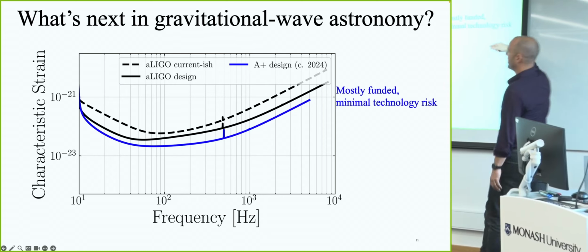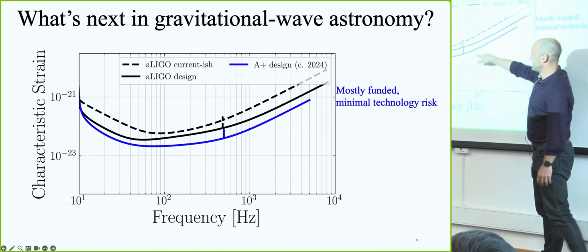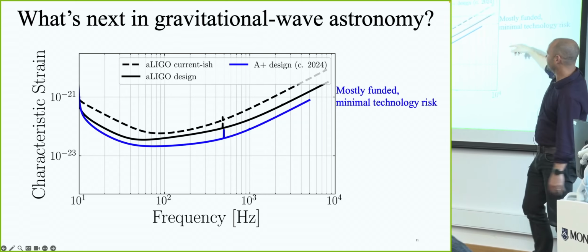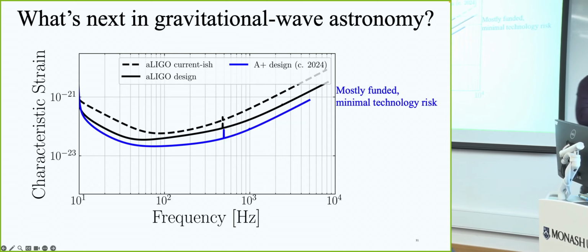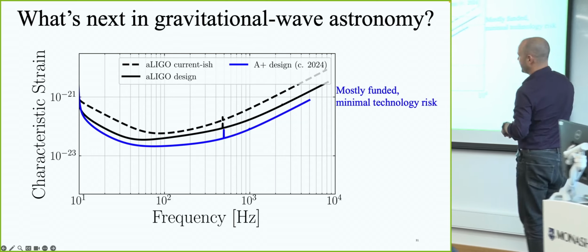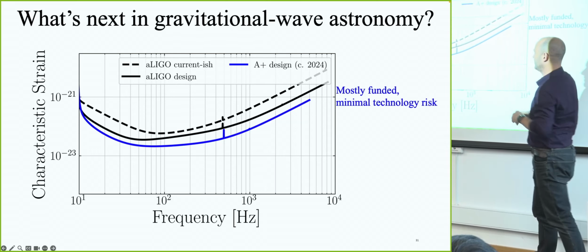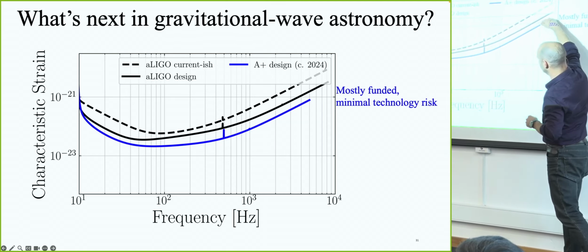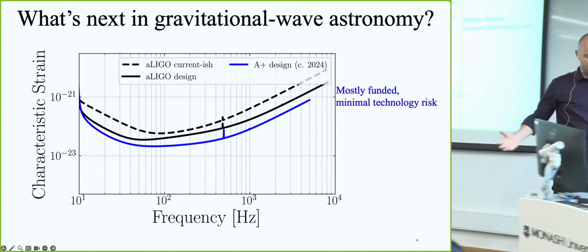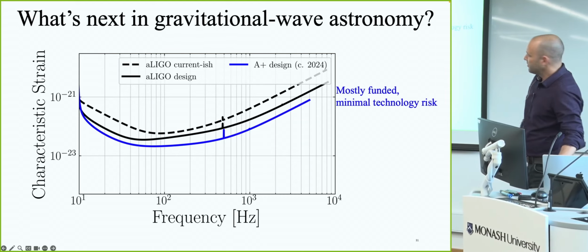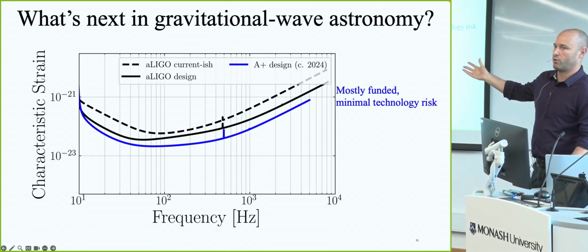You get up to this regime called A+, which stands for Advanced LIGO Plus. This is mostly funded and there's minimal technology risk. There's not too much potential for problems here, although there are a couple of issues that people can ask me about. You get on the order of a factor of 3 improvement, give or take, across the band. After that, we don't really know what will come next.